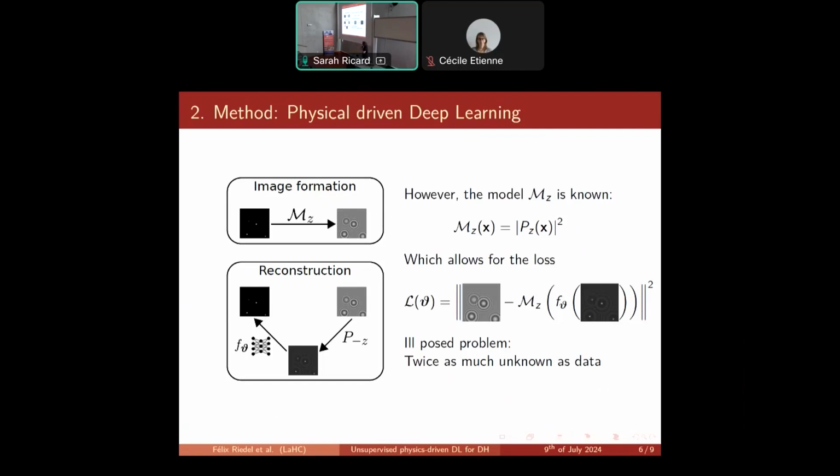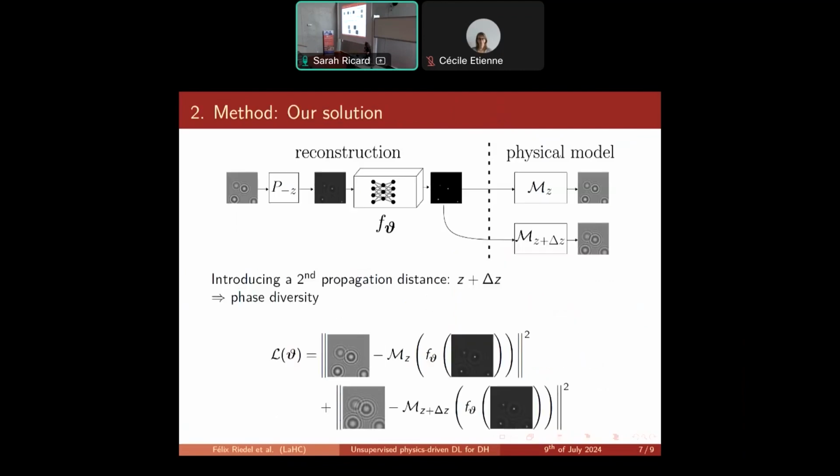But the big problem with that is that we are reconstructing complex amplitudes, which is twice as much data as what we are comparing it to, which is a hologram, which is real valued. And therefore, it's an ill-posed problem. So what we propose as a solution is to introduce a second propagation distance and a second hologram at that distance, which we also compare against. Therefore, we alleviate the problem of having more data to reconstruct than what we're comparing it to.